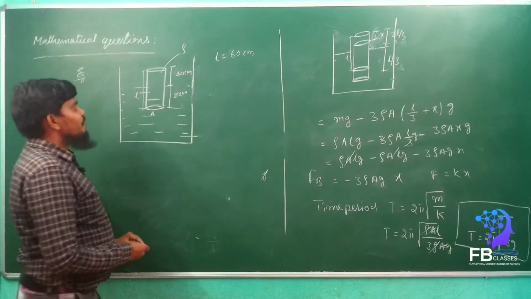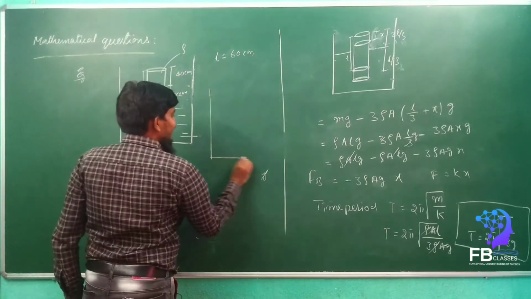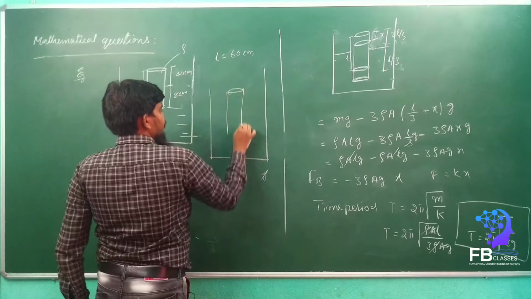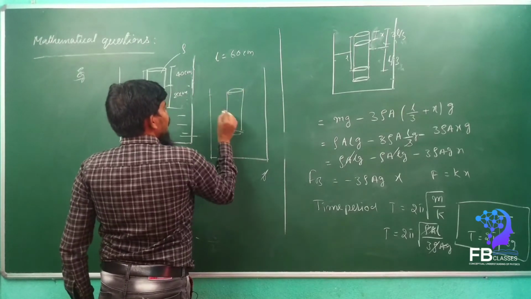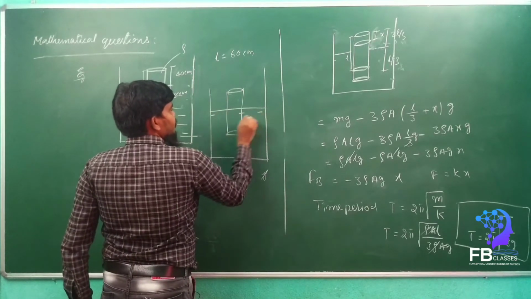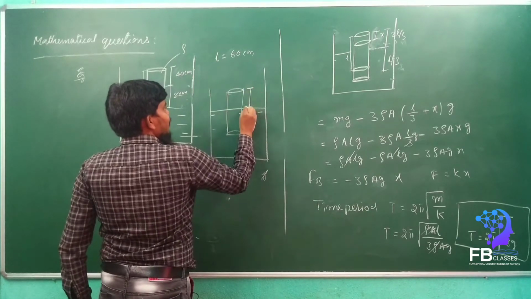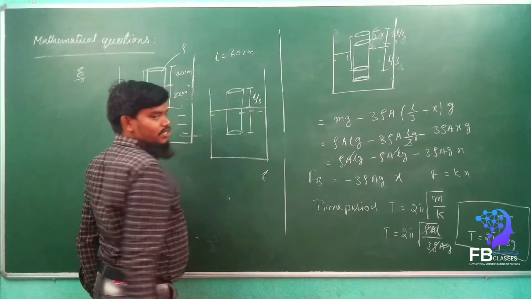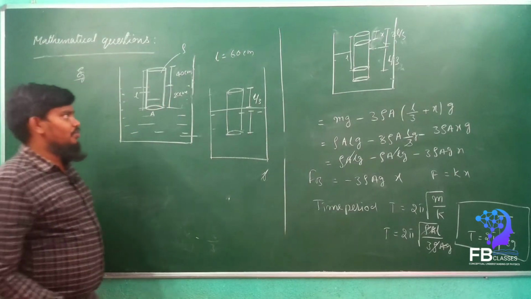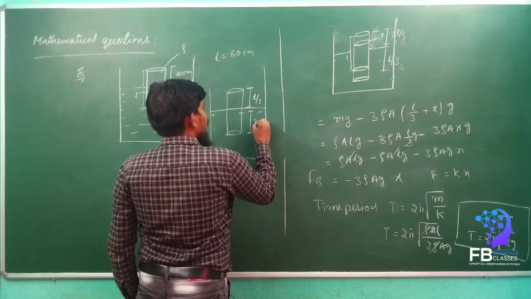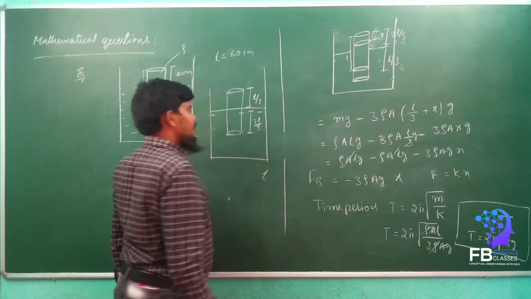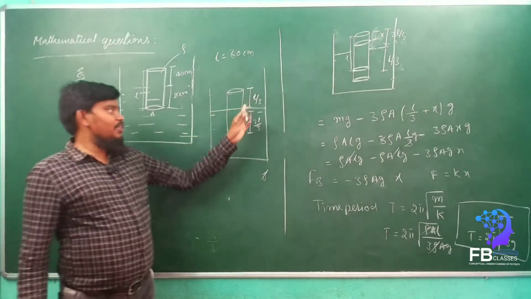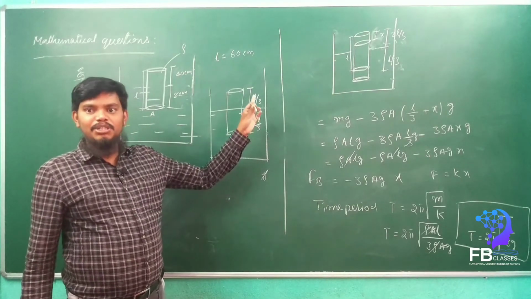For example, consider the same thing like this. Now this is the cylinder. This cylinder is here. Now this is the water. Okay. Now this part is L by 3, and this part we consider as 2L by 3. So now what is the maximum amplitude? Is it L by 3 or 2L by 3? L by 3. Yes or no?